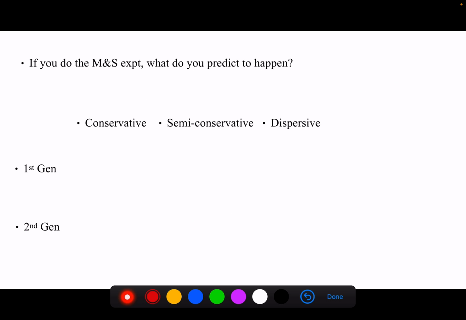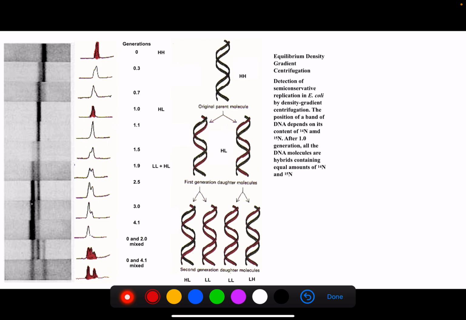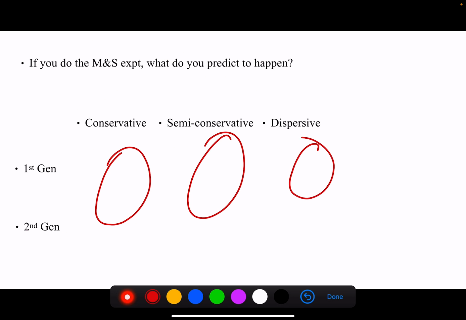So basically, what the hell? This is not coming. So conservative means that you will keep your original DNA sequences, and the templates won't be shared with the daughter. So this is the old template, and the blue one is the new template. The semi-conservative says that you have one template of each, and the dispersive says it doesn't matter. You have the gaps filled with extra things, right?